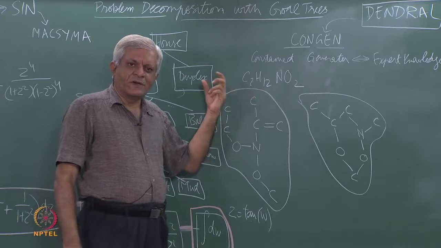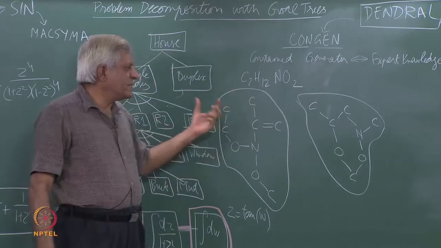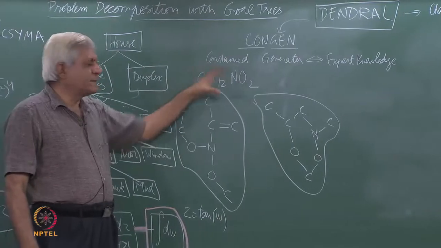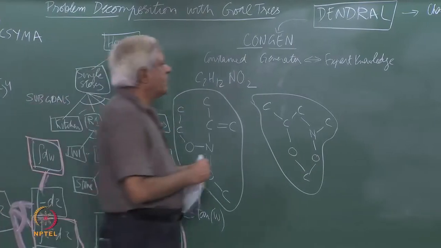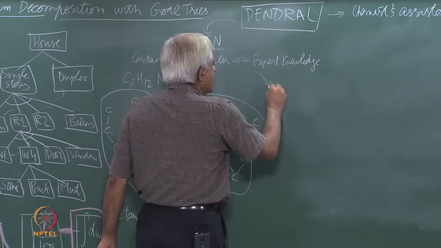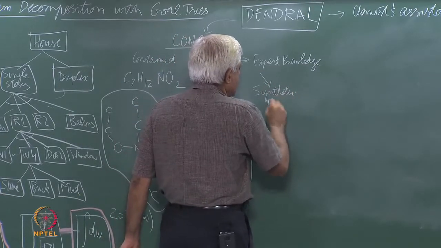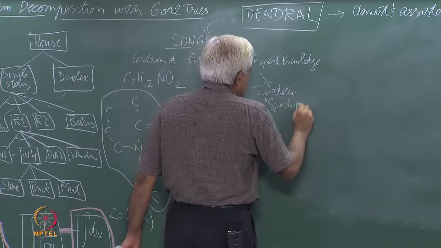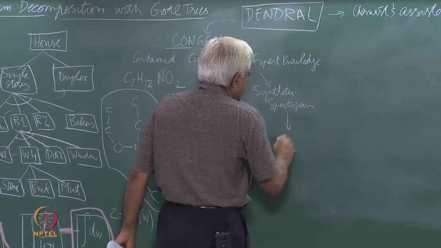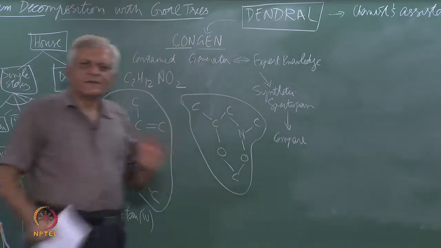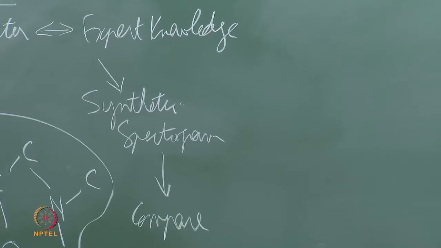generates. And what was interesting about Congen was that it generated only feasible structures. So, that is where expert knowledge came into it. After Congen you produce a synthetic spectrogram, compare with real, and then you can decide whether you have found the structure of the material or not.